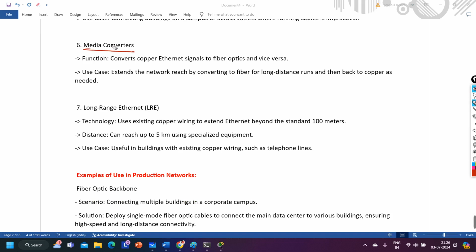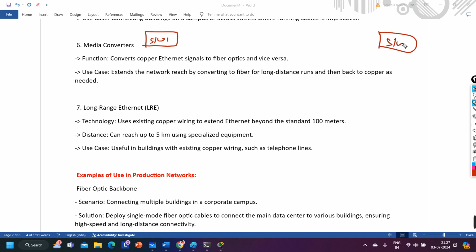Then you have one more device, that is the media converter. Sorry, I said controller, converters, right? So what will this converter do? It converts a copper Ethernet signal to optical fiber and vice versa. If you use this device, it is going to convert your electrical signal into an optical signal, and again at the receiver side you will use the same device, and it will convert your optical signal into an electrical signal.